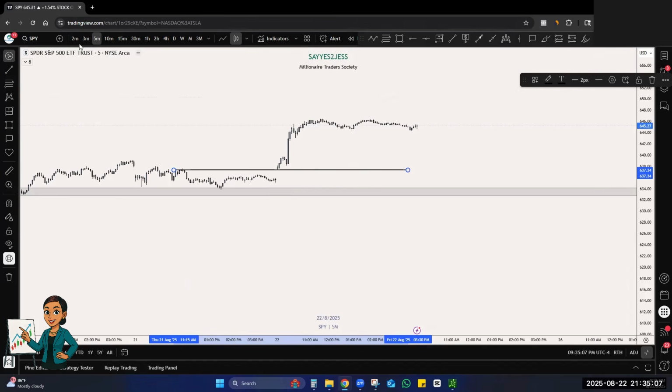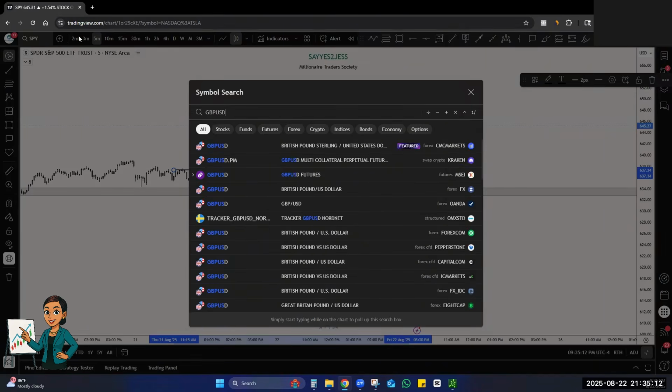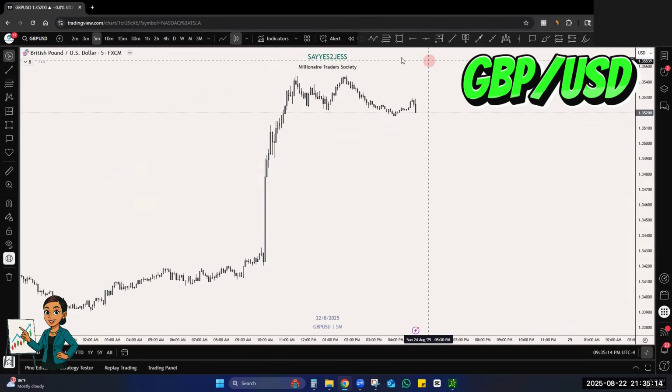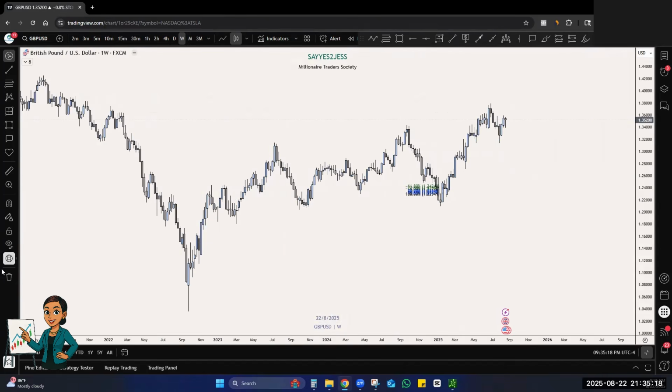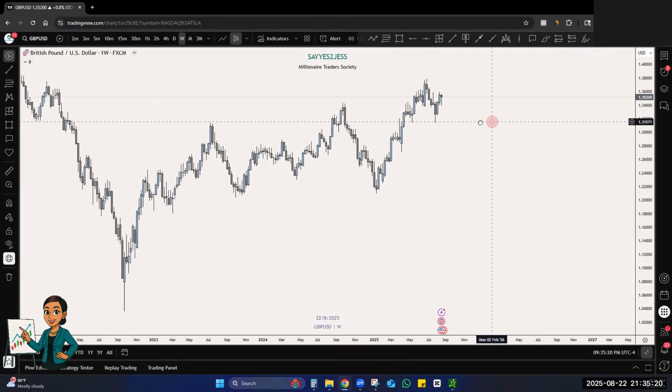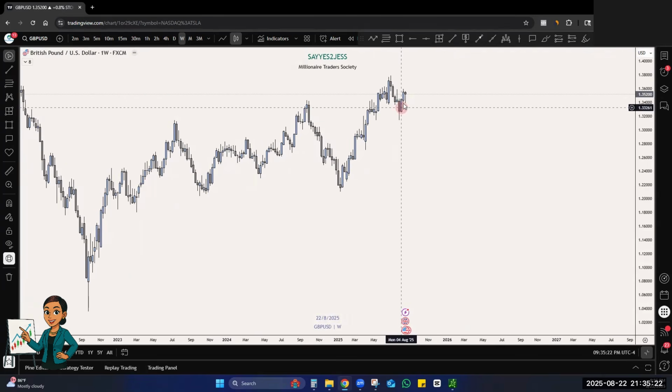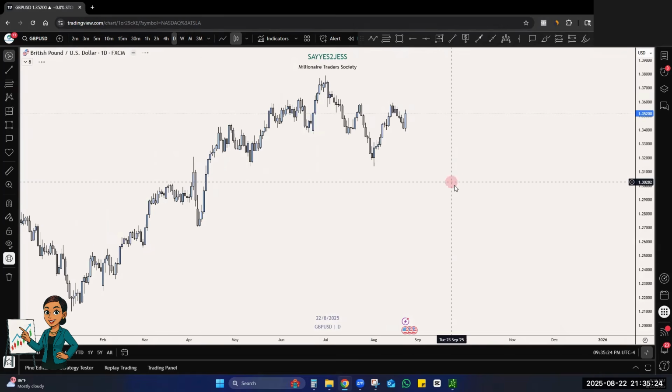Someone asked for GBP USD. Let's go ahead and do that. So far, the only one I think that wasn't as obvious is GJ. I think that's the only one that was not as obvious as the others. All right, so let's look at it on the weekly. We have bullish, so we've been pretty bullish. All right, let's go to the daily.